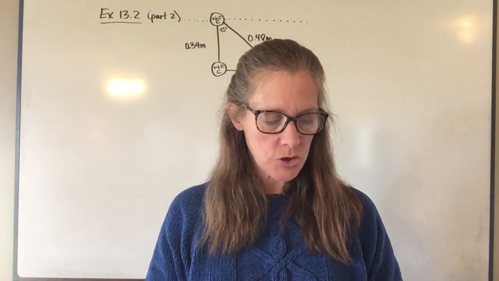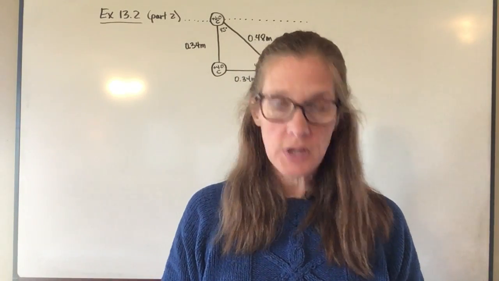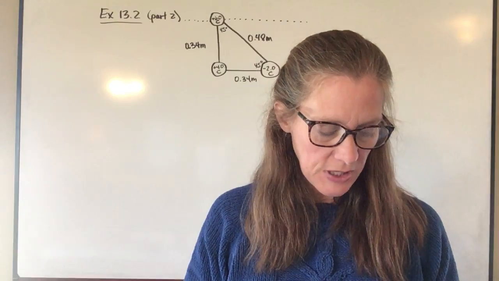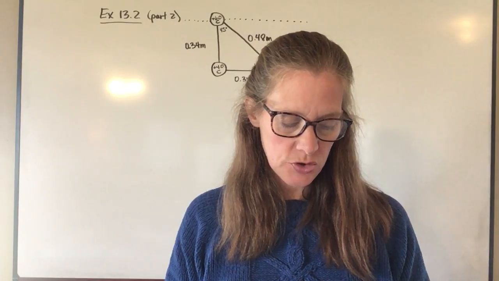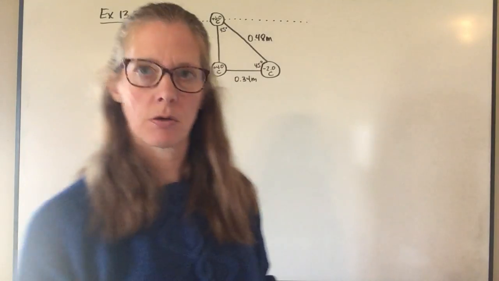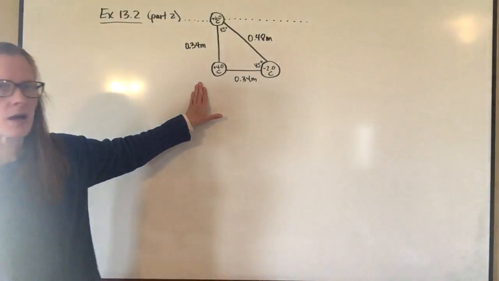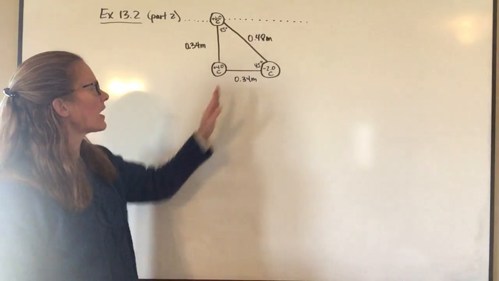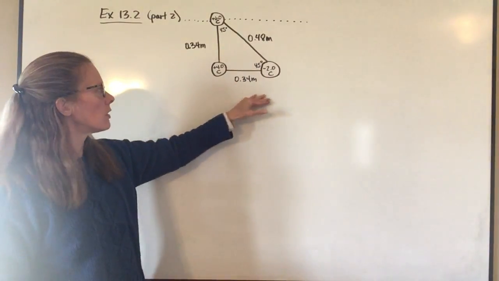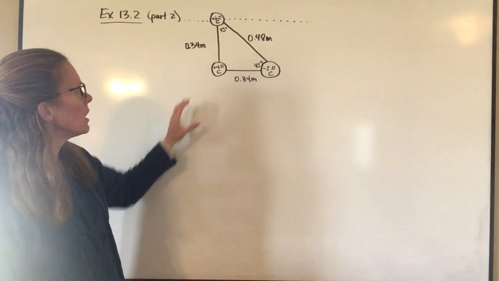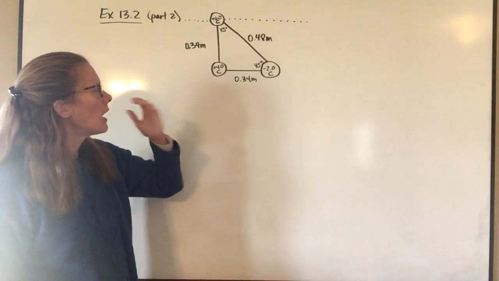It says 3 charges are arranged at the vertices of a 45, 45, 90 right triangle. And it wants to know what the electrostatic instantaneous force acting on the 6 Coulomb charge is. Okay, so I have copied that diagram up here. You should easily recognize that if I have a 45, 45 right triangle, then the 2 legs of that triangle are also going to be congruent to one another, distance of 0.34 meters.